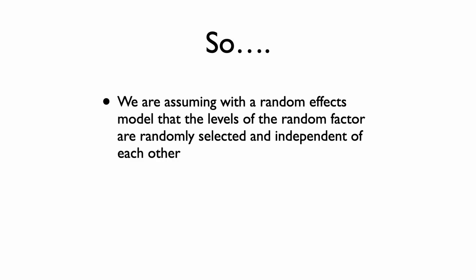So what's the upshot of this? For our purposes at this point, with just a simple factorial ANOVA, we're assuming the random effects model, where the levels of the random factor are randomly selected and independent of each other. So if I've chosen Corner Brook, Newfoundland from my hat, which had Canadian cities in it, it doesn't make a difference. If I know that I chose Corner Brook, it doesn't mean more or less that I'm going to get Sault Ste. Marie or Edmonton or Victoria or wherever else.